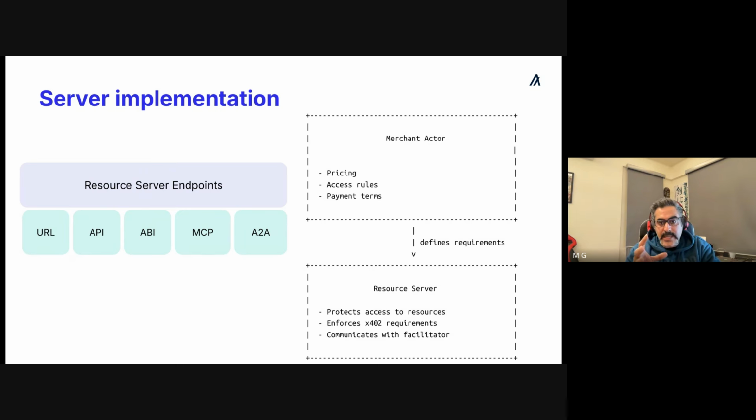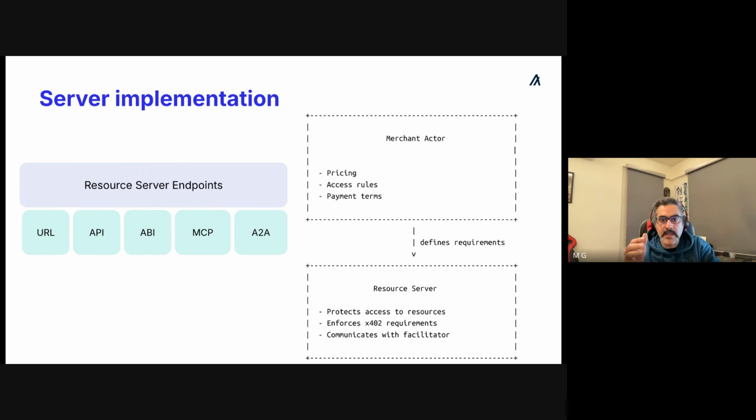And as you see in the diagram, the duty of the merchant actor, which is usually done by the administrators of that resource server on behalf of the owner or the merchant, is to configure how we are going to receive these payments, which currencies we are going to receive, which is usually stablecoins, and which blockchains we are going to support for those payments.